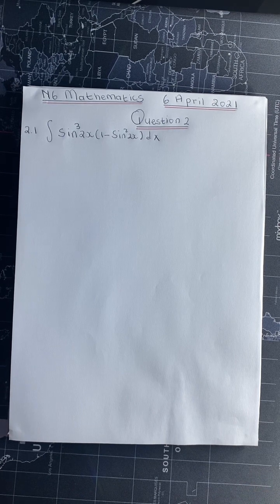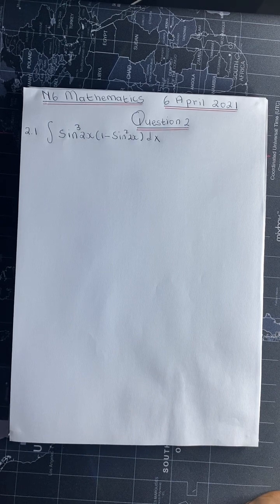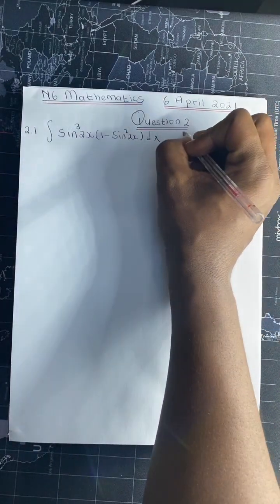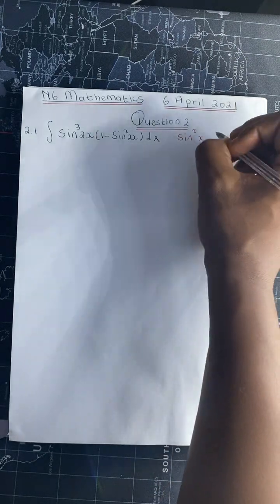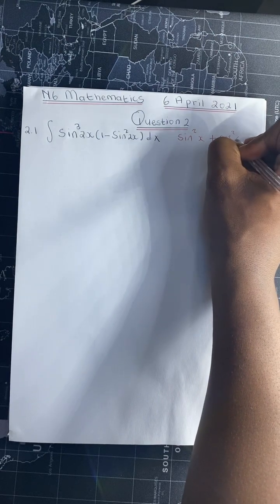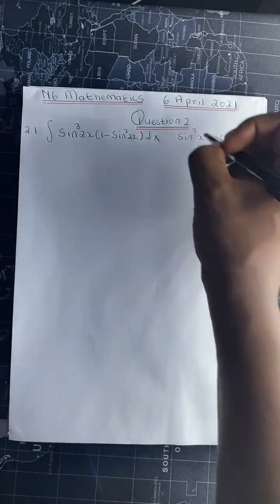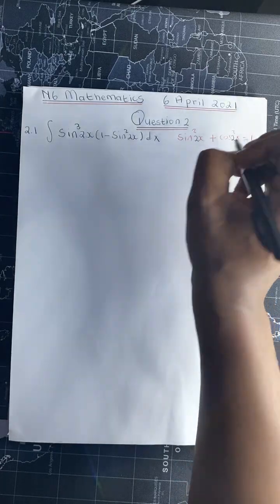And question 2.1, we have to evaluate the integral of sine cube 2x into 1 minus sine squared 2x dx. To evaluate this integral, first we have to refer to our trigonometric identities, and we have to use the formula, which is also available on our formula sheet: sine squared x plus cos squared x is equals to 1, but in our case we have to use it as sine squared 2x plus cos squared 2x is equals to 1.